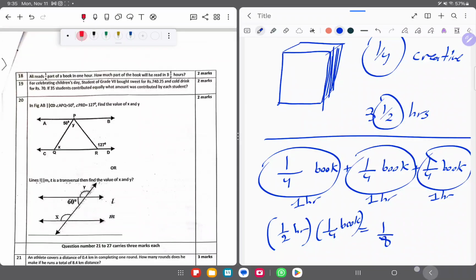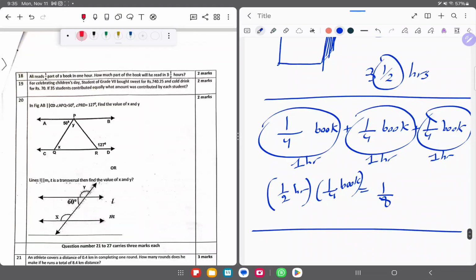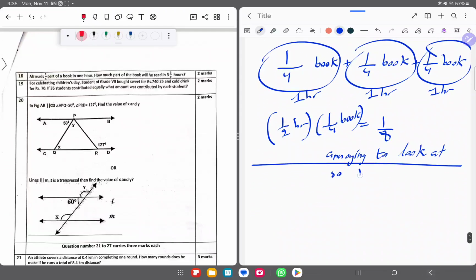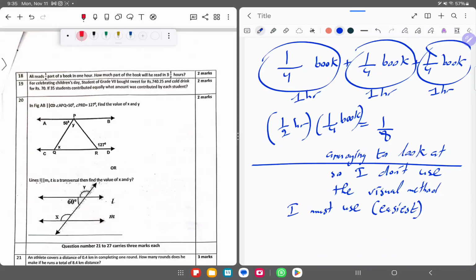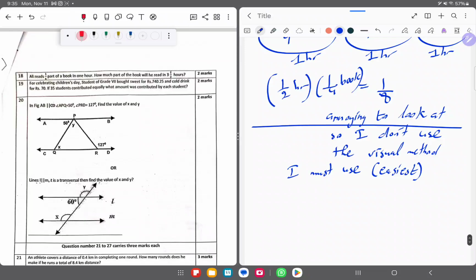Half an hour. I need to show half an hour with a say. Now, this is annoying to look at. So I don't use the visual method. I must use, why must? Because it's the easiest one. I must use this rate function.